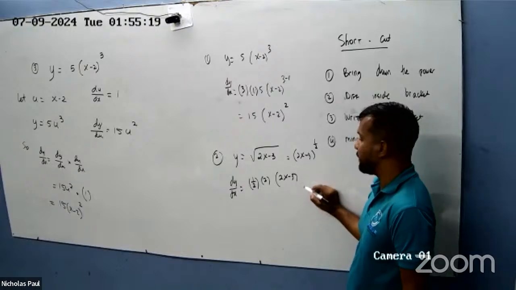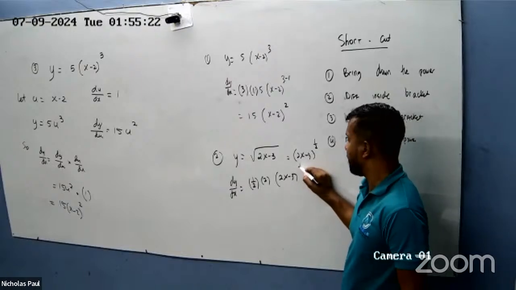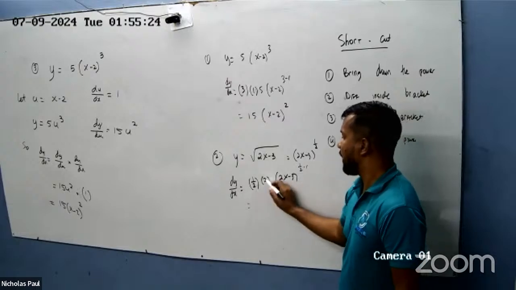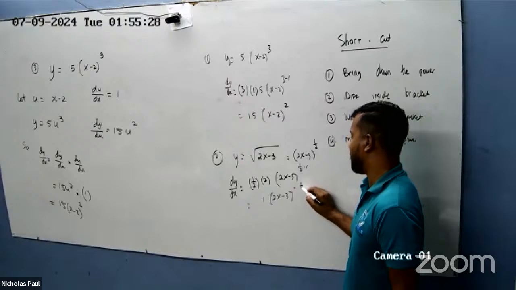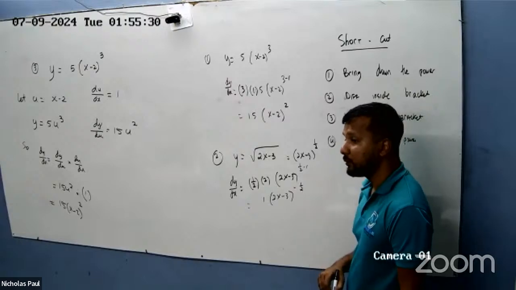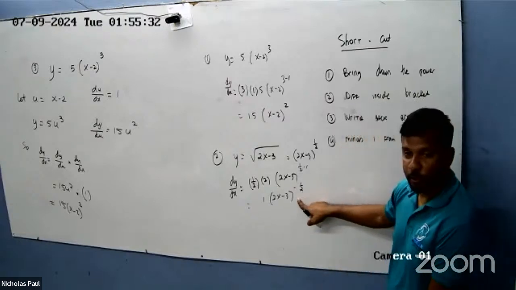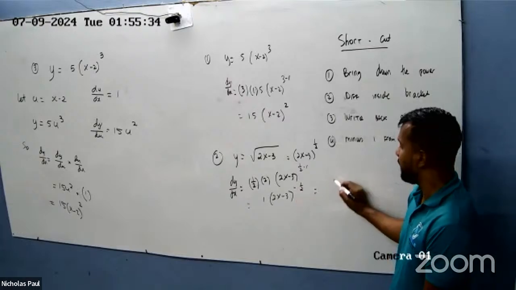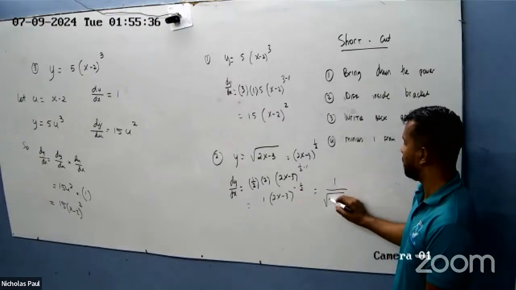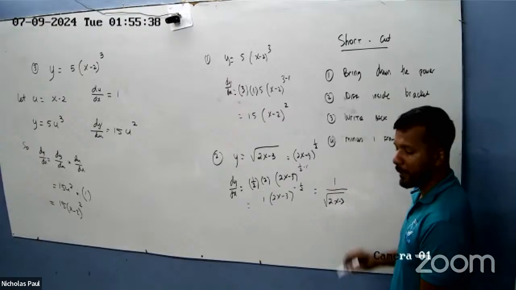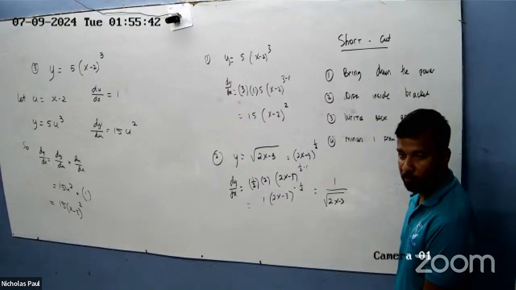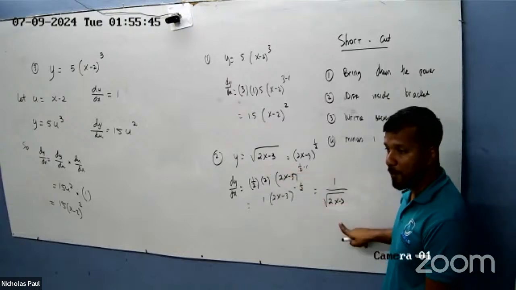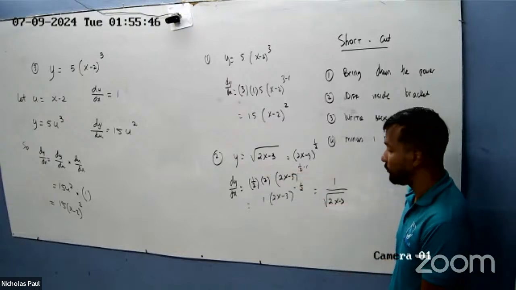And the last step is what? Minus 1 from the half. A half times 2 is 1. (2x minus 3) to the minus a half. That's it. But don't leave it like that. Right? This is 1 over the square root of 2x minus 3. Right? Leave the answer in this form. If I give you a square root, give them back a square root. See how easy?